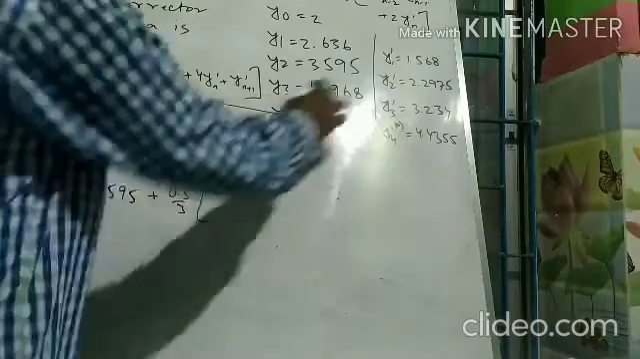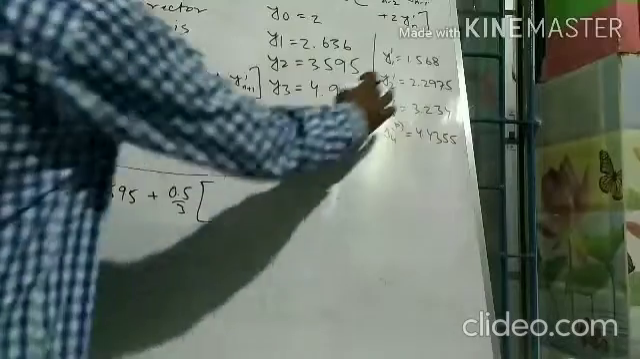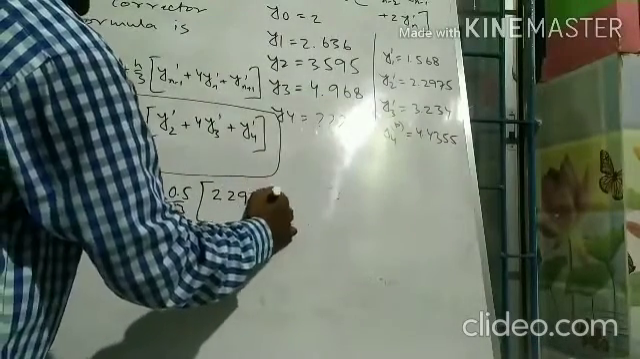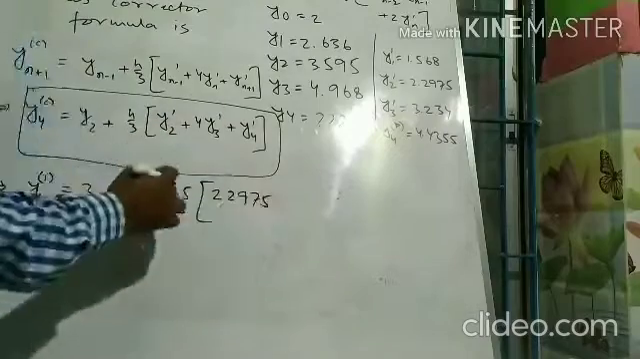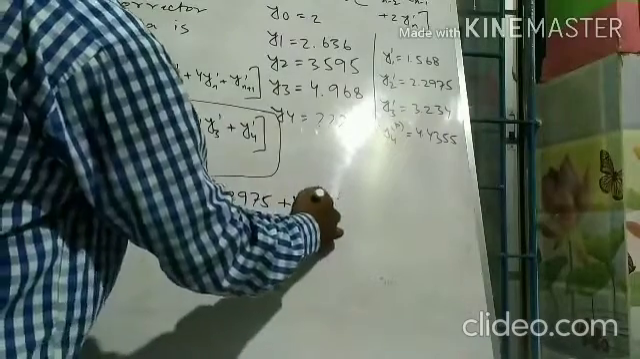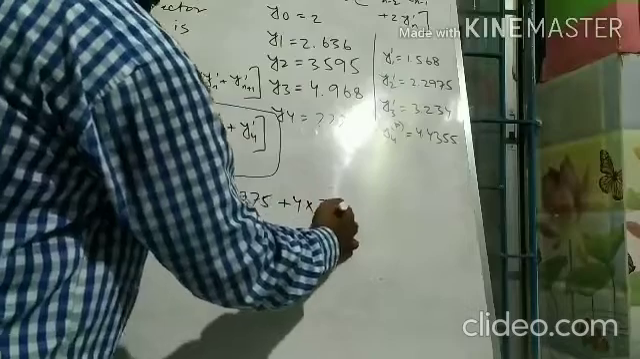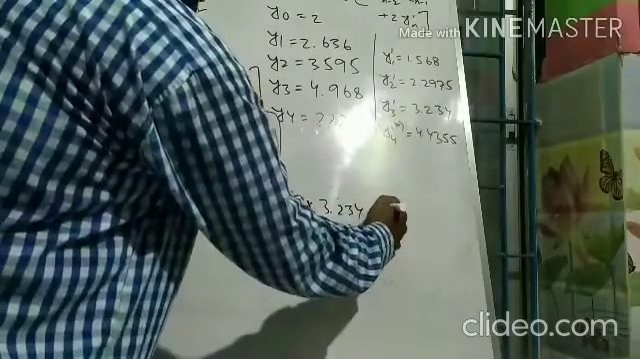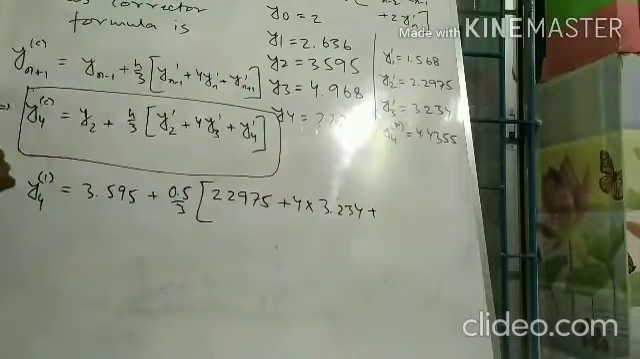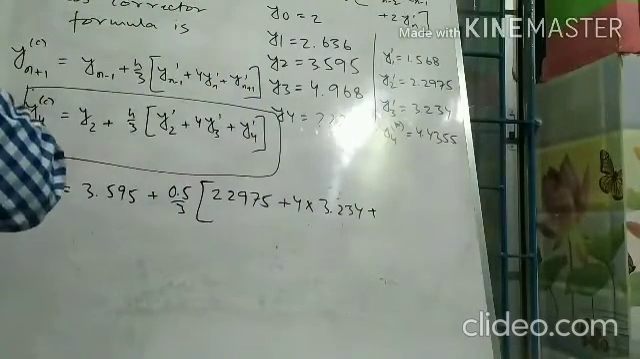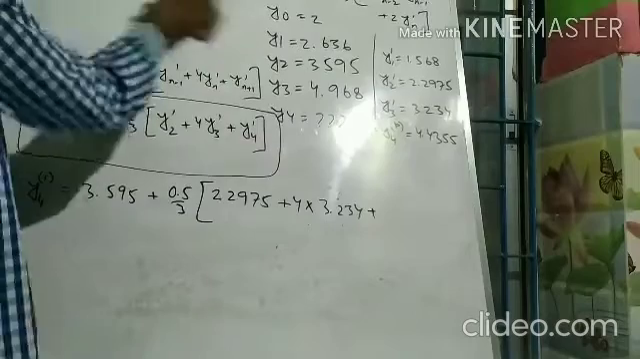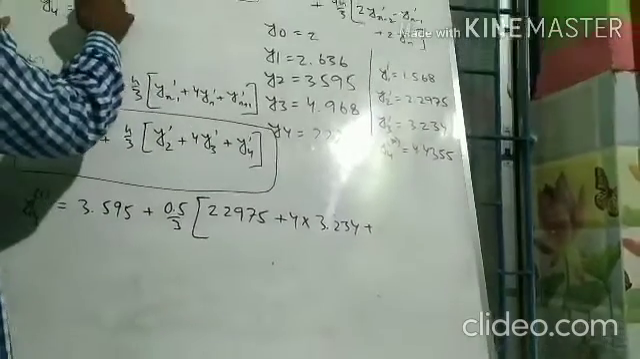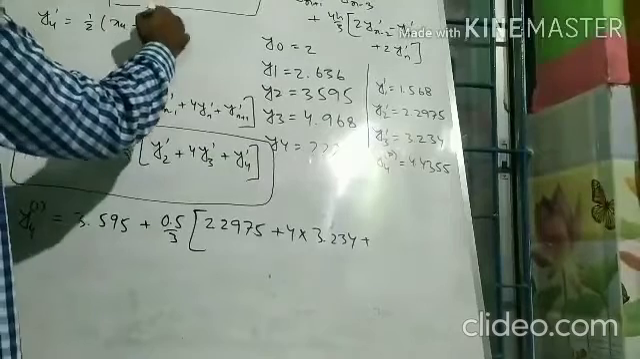y2 prime is 2.2975 plus 4 into y3 prime, that is 3.234 plus y4 prime. What is y4 prime? Okay, so we have to calculate y4 prime. Now y4 prime equals half x4 plus y4.